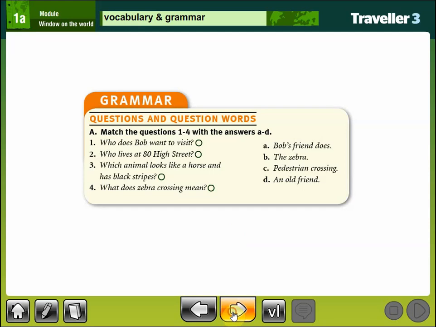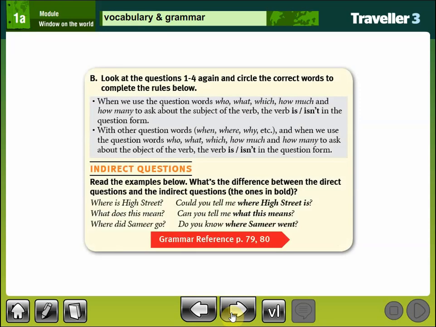Let's talk about indirect questions. Here, in this column, these questions are direct questions, whereas these are indirect. An example is, where is High Street? What does this mean? Where did Samir go? So these are direct questions.